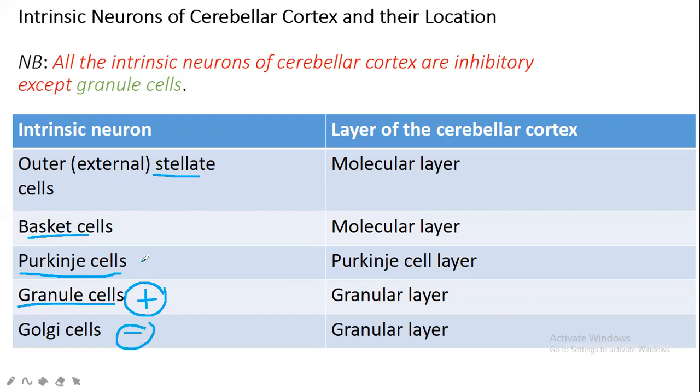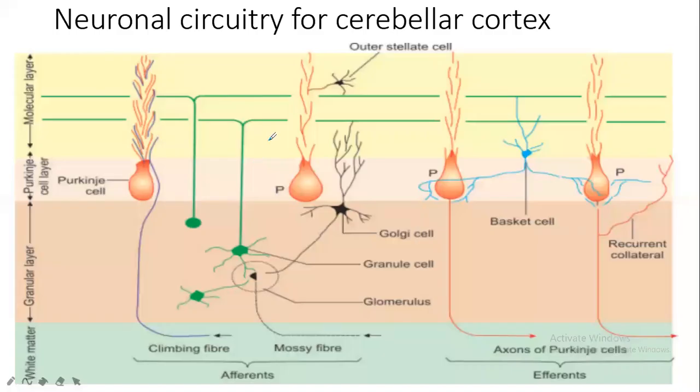The Purkinje cells, I said, are inhibitory to wherever they're going from the output, which is the deep cerebellar nuclei and the vestibular nuclei. The basket cells are inhibitory to the Purkinje cells. The stellate cells are inhibitory to the Purkinje cells. This is the neural circuitry that we find within the cerebellar cortex.